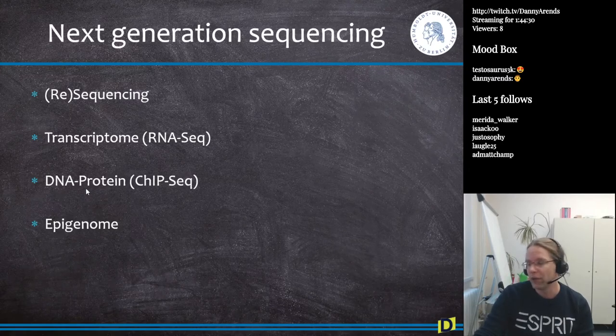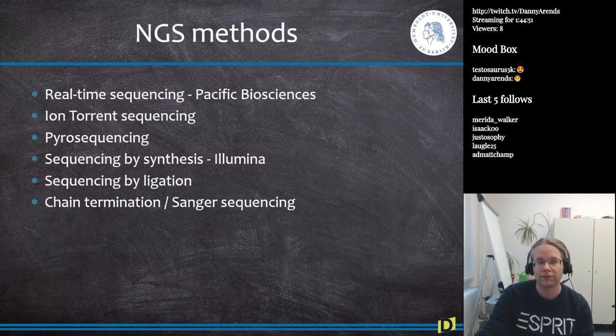You can do DNA-protein interactions to figure out where a protein binds the DNA by fixing the protein to the DNA and then using an antibody to pull out these sections. And you can use epigenomic sequencing, which is determining often the methylation state of the genome. So looking if a G is methylated or if it's unmethylated.